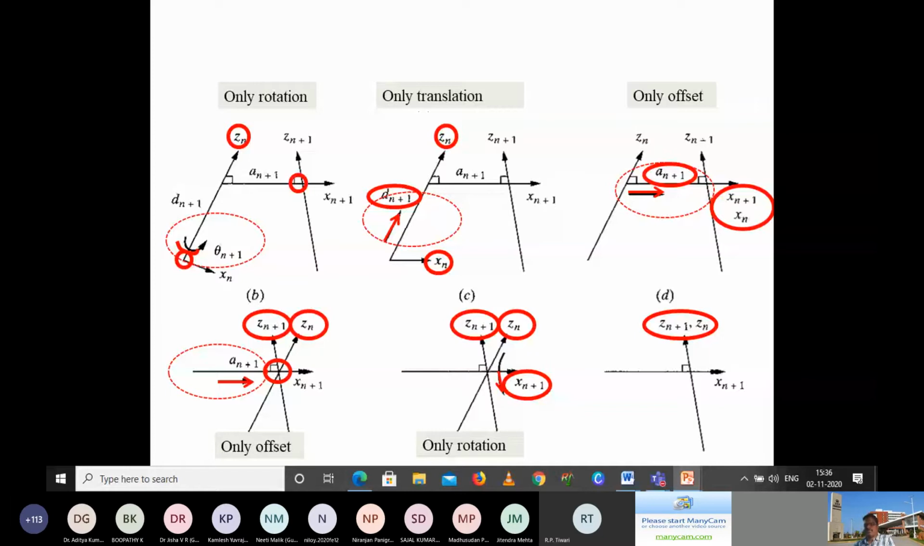This is the Denavit-Hartenberg representation from one joint to another joint. So the parameters are theta, d, a, and alpha. Alpha I did not mention here, but it is there. The x rotation is nothing but alpha. So finally the axes came to alignment, these two things.